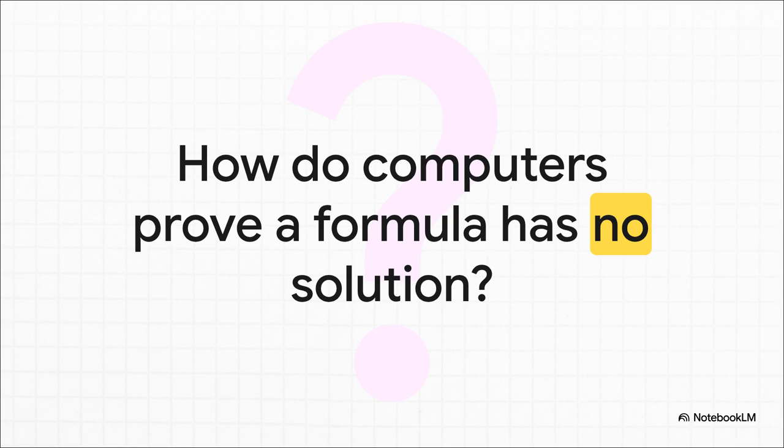Right, but how does that scale up? I mean, it's one thing for a little 9 by 9 grid. It's another thing entirely for a computer trying to prove that a super complex formula with literally millions of variables has no solution at all. How can a machine prove a negative and be 100% sure about it?